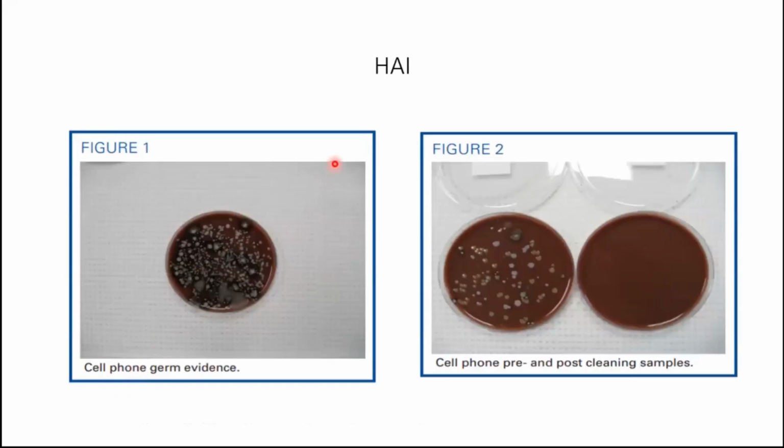So coming to healthcare associated infection, these are the two images showing how the load of bacterial colony count from a surface cell culture that is collected from smartphone surface. So this is the evidence of amount of germs or bacteria that live on the surface of a smartphone. And the right side of the image shows how pre and post cleaning culture plates differ. So one can see that post cleaning the colony count has almost been reduced to zero.